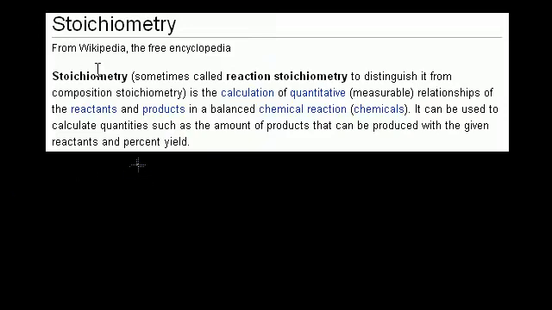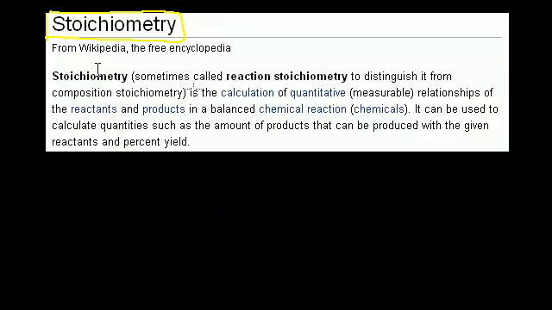We know what a chemical equation is, and we've learned how to balance it. Now we're ready to learn about stoichiometry. This is an ultra fancy word that often makes people think it's difficult, but it's really just the study, or the calculation, of the relationships between the different molecules in a reaction.